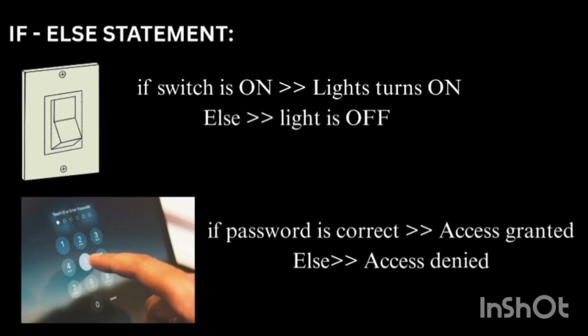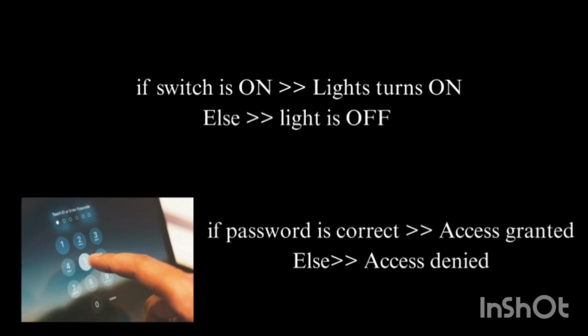So, the first type is the if statement. The if statement checks if a condition is true, and if it is, it runs a block of code. Imagine you check the weather before going out. If it's raining, you decide to carry an umbrella. That's an if condition. If it rains, take the umbrella.